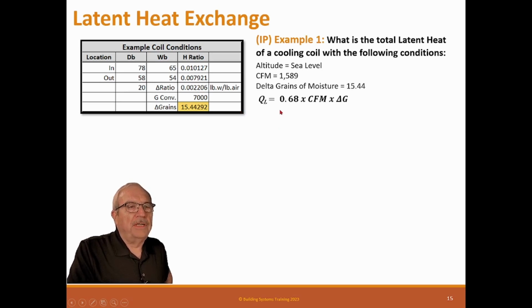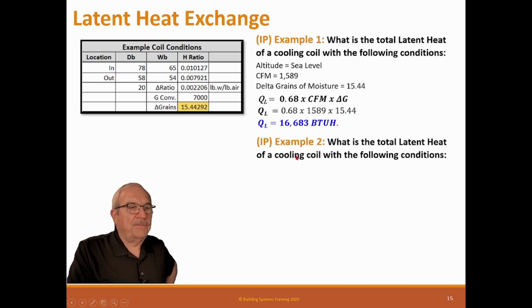So the formula again is 0.68 times CFM times delta G. So 0.68 times 1589 times 15.44 is 16,683 BTU. So that's the amount of latent heat in this particular airstream.